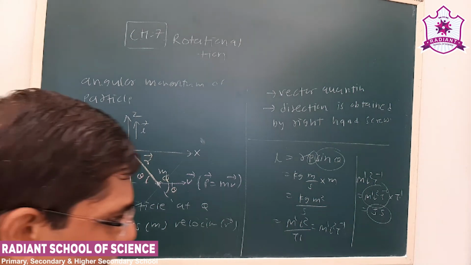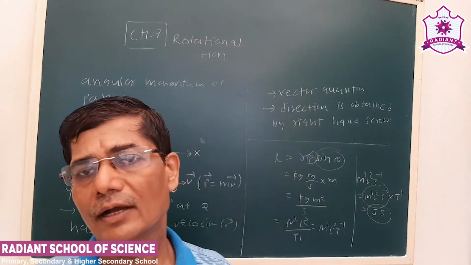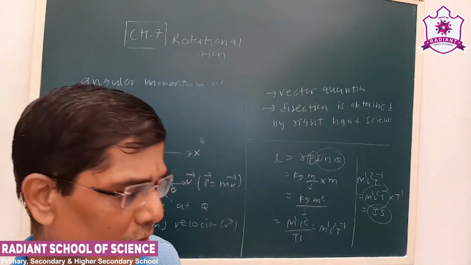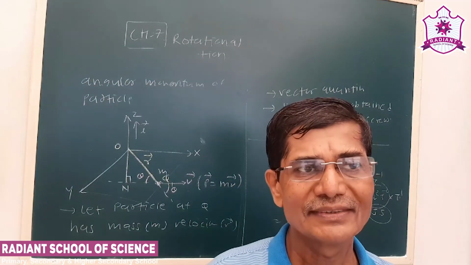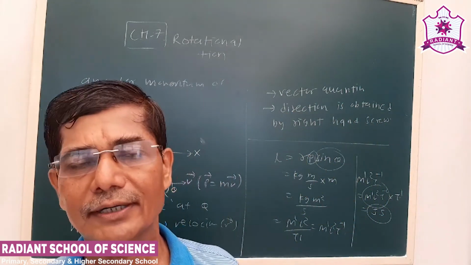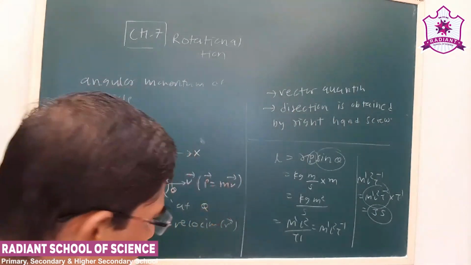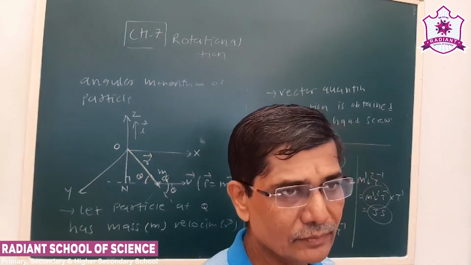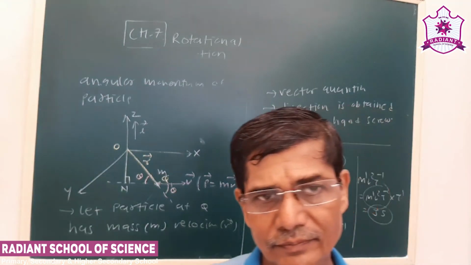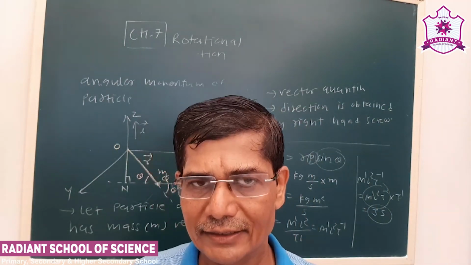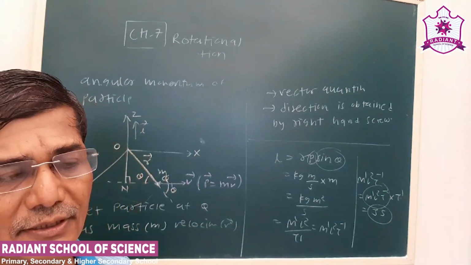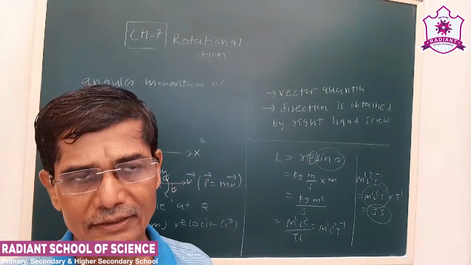Now today we have seen two important quantities called torque and angular momentum. Torque is a very important quantity in rotational motion. Angular momentum is also an important quantity in rotational motion. Various characteristics of rotational motion we will study in the subsequent lectures. Thank you.